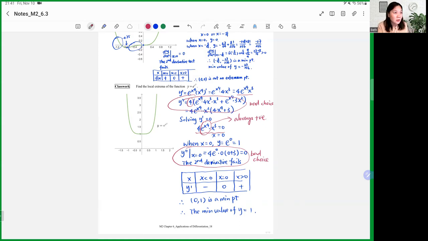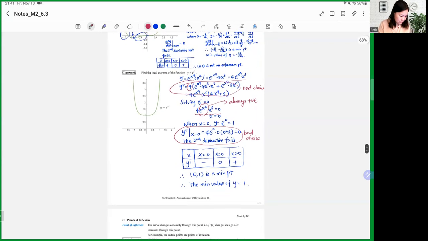Okay. The textbook does want you to distinguish the extremum point and the extremum value. In this case, you should answer the value, not the point. It's easy. Just look at the question and see if the word point is mentioned. If it's not mentioned, then that is the value. Okay. That's all.